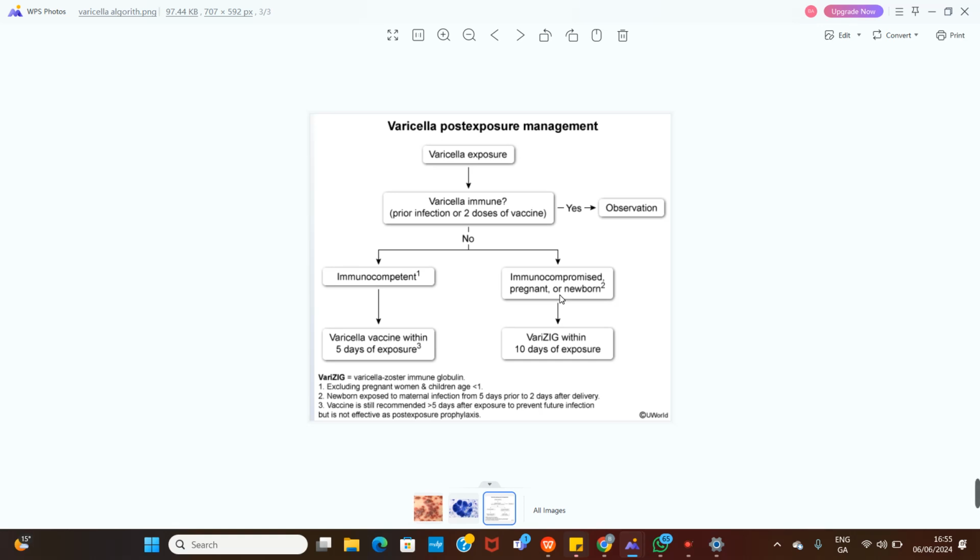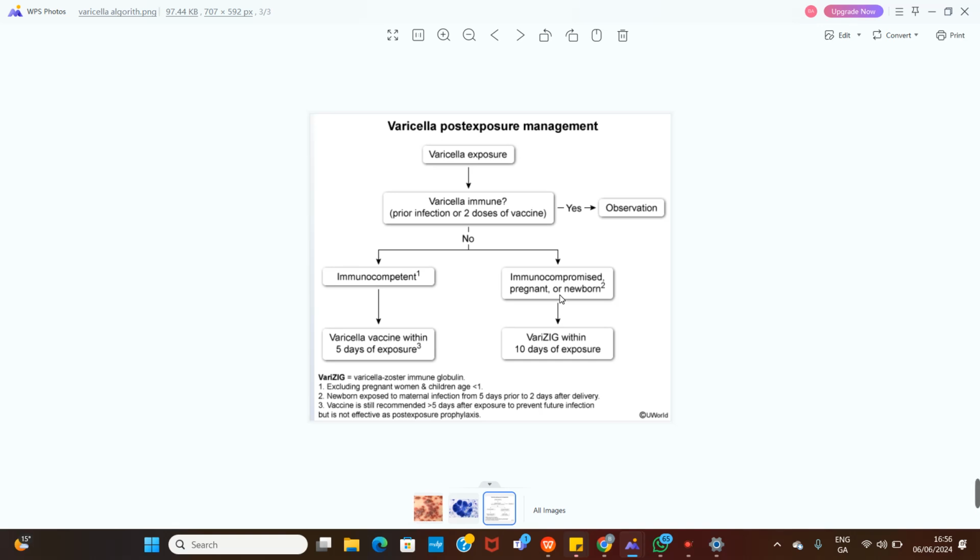So you can only use it for post-exposure to prevent that current infection from developing, right? By giving it within 5 days of exposure. Very important stuff in an individual that is immunocompetent. But if the person is not immune to varicella and the person is immunocompromised, or the person is pregnant, or the person is a newborn, you are not going to be giving varicella vaccine.